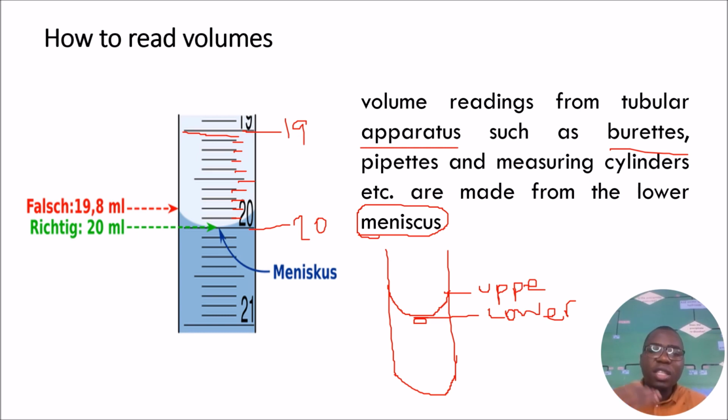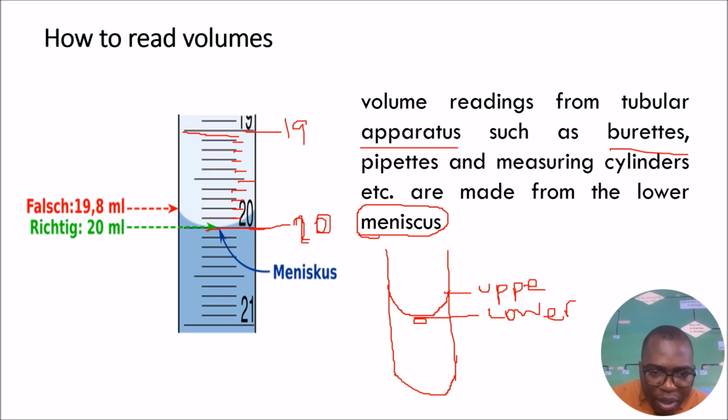Now each division can either be 1, can be 0.1, can be 0.2, can be anything. So never take it for granted that you're just supposed to memorize. Always check for these things. So here you have checked that the calibration is 0.1. So now look at the lower meniscus. If you check at the bottom here, the lower meniscus is on 20. So meaning the reading here will be 20 mils or cubic centimeters.